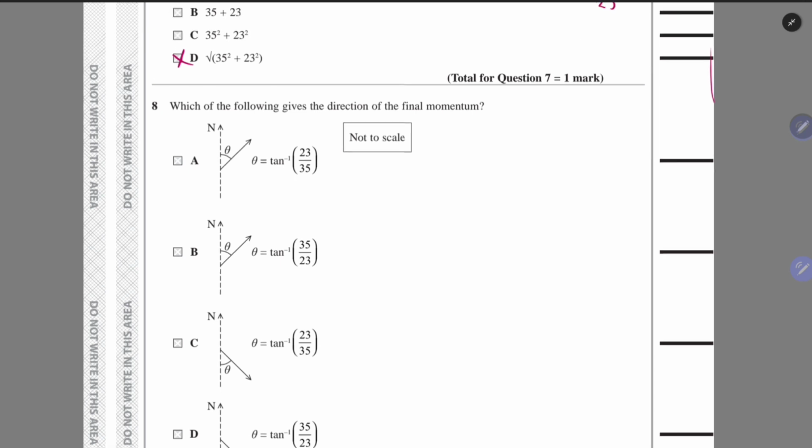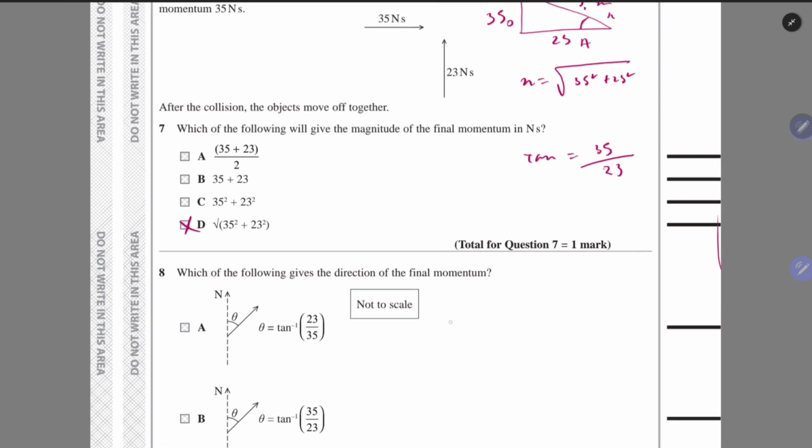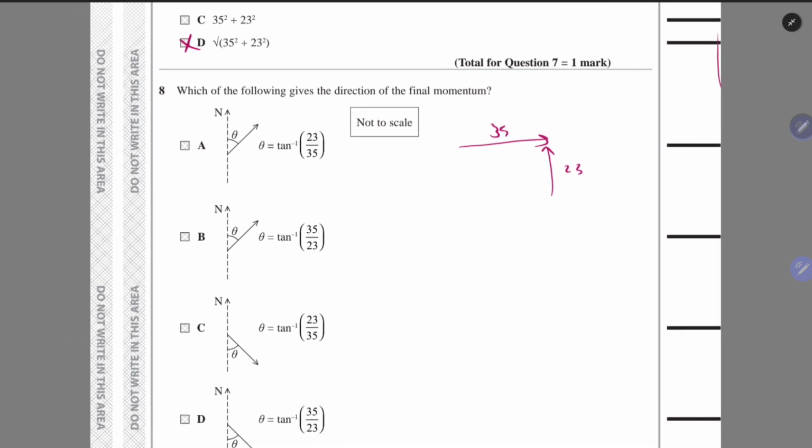Number 8. Which of the following gives the direction of the final momentum? Let's draw it here a little bit. 35, 23. Okay. We can make it that. This is our resultant. As you can see, the north is literally here, so we need this angle.